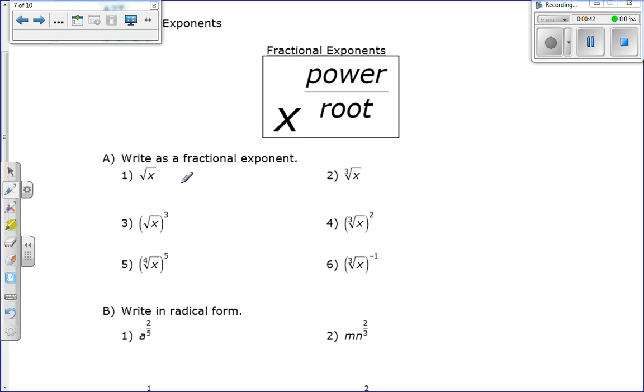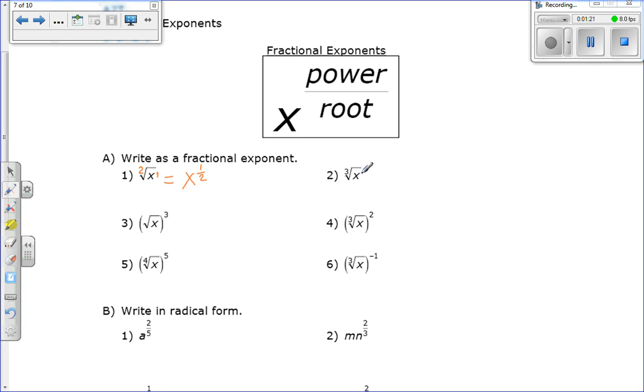So write as a fractional exponent. This is a square root. The square root has an index of 2. We don't normally write that there. That is just assumed. And what we need to do then is just write it as a fraction. So we have x to the power would be the first power and the second root, because that's x to the first power inside the radical, and then my root is the 2.